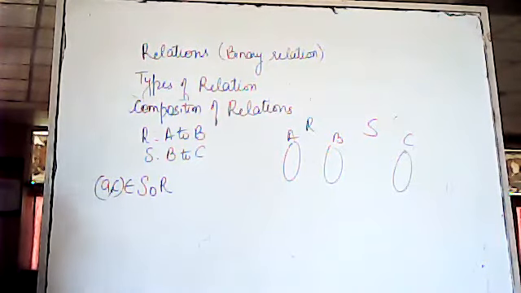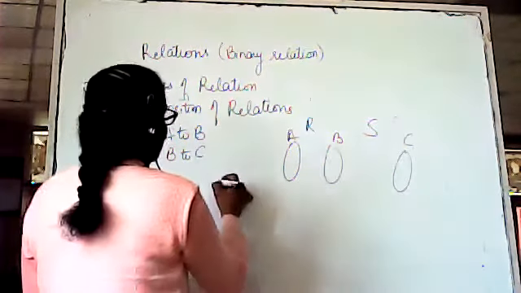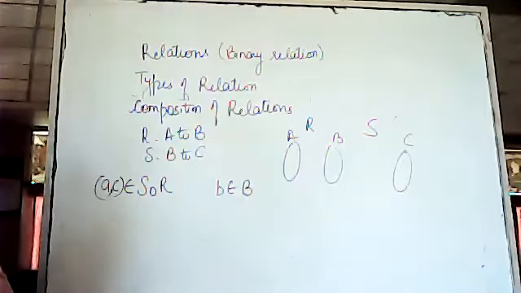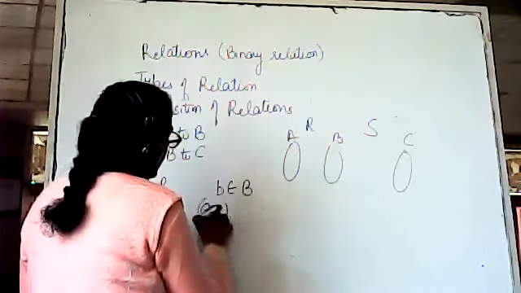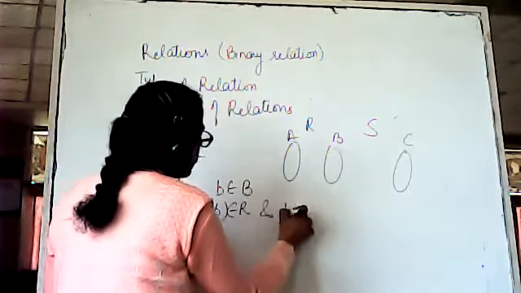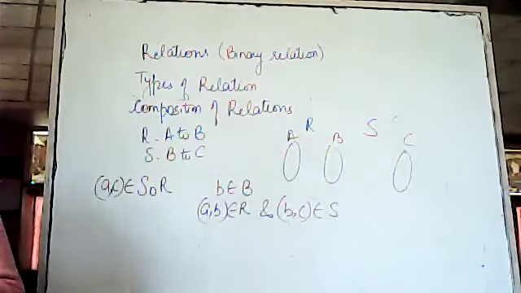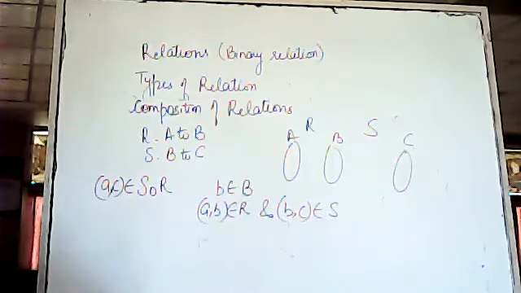we can find an element B belonging to the set B such that the ordered pair AB belongs to relation R and the ordered pair BC belongs to relation S. ठीक है?